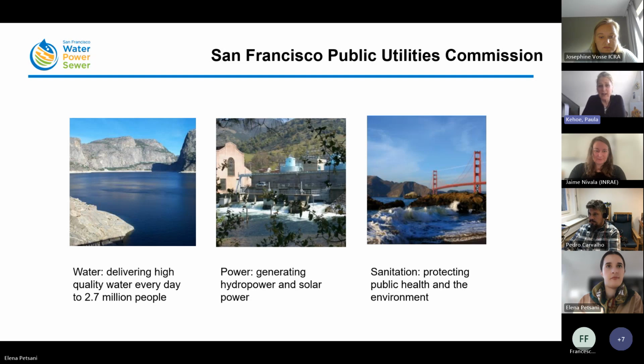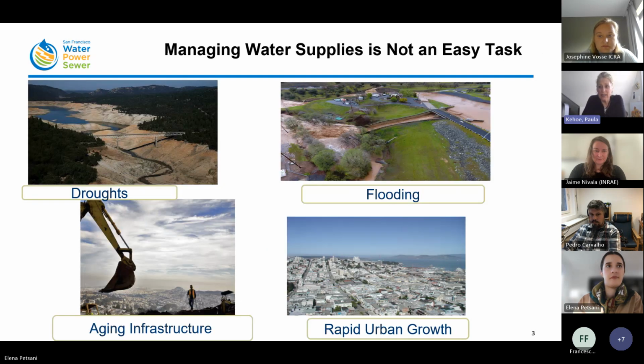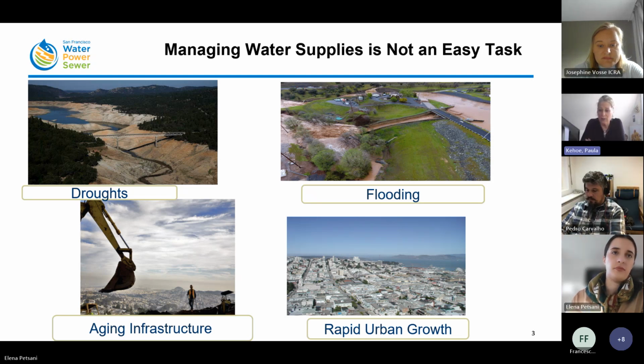We recognize that managing these water supplies from a utility perspective is very, very challenging. We face a number of threats and uncertainties due to climate change, in particular drought in California, and on the West Coast is becoming more severe and more frequent. We also have extreme wet weather and flooding. We have aging infrastructure, and we have a lot of growth happening on the West, and in particular San Francisco and California. Next, please.